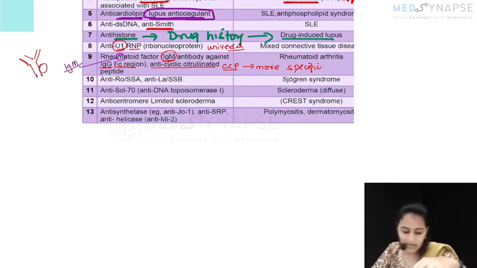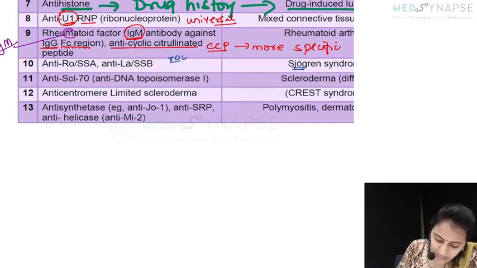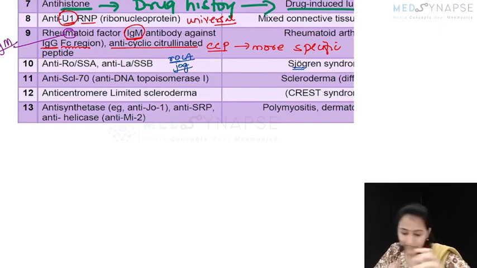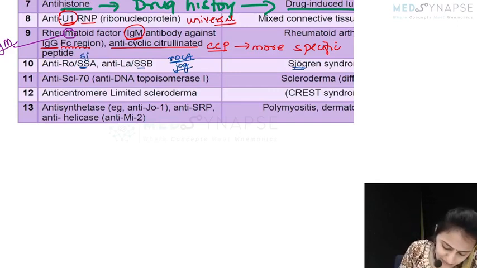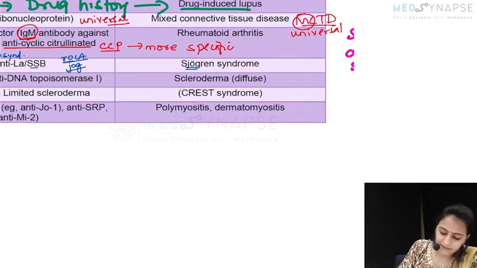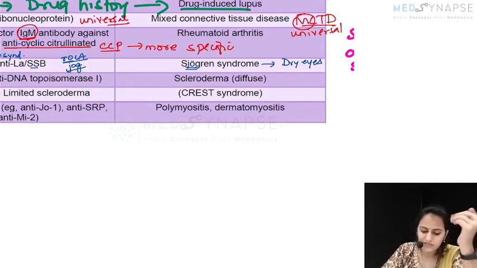Anti-Rho, anti-La are positive in Sjogren's. Remember anti-Rho, anti-La is Sjogren's. Anti-Rho is anti-SSA, La is anti-SSB. SS you can remember as Sjogren syndrome. SSA, SSB is Sjogren syndrome. Sjogren syndrome हमने कल ऑफ्थाल में कहीं देखा था? Dry eyes, right? Dry eyes, dry mouth, salivary gland enlargement. All these features are seen with Sjogren's.